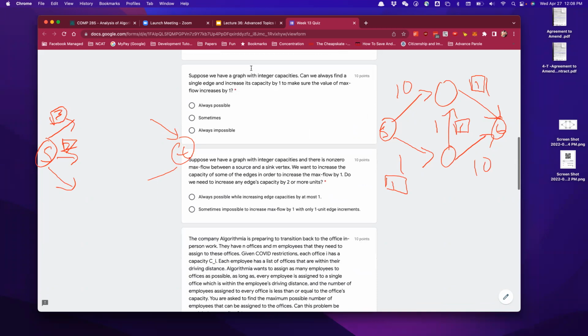Cool. Suppose we have a graph with integer capacities. Can we always find a single edge and increase its capacity by 1 to make sure the value of the max flow increases by 1?